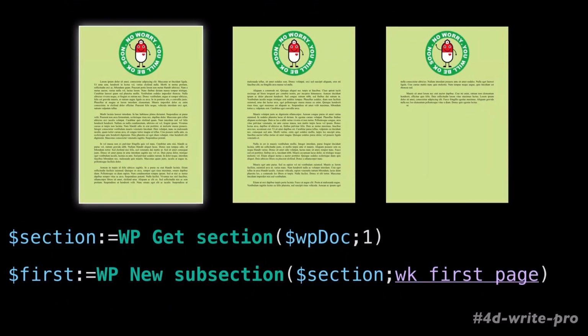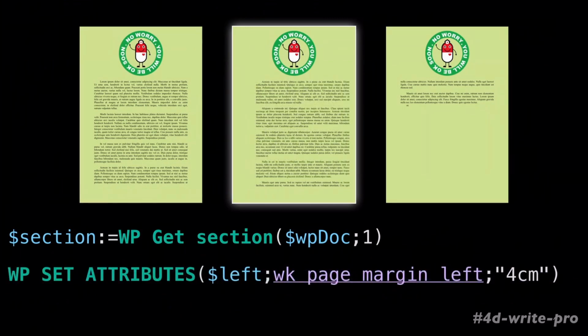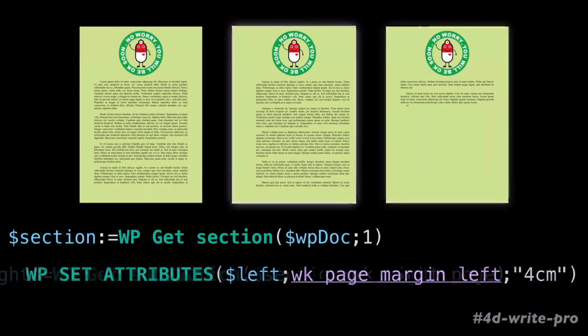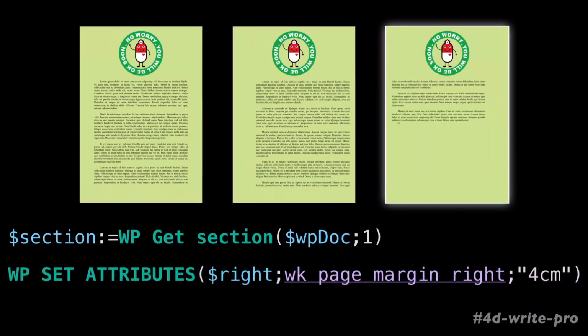For instance, you might want to create a first page subsection, or maybe a left page subsection. Now, once you have a subsection object, you can set its attributes such as the left margin. A right page subsection is automatically created when a left page subsection is created. You can't have just the one, so there's no need to create it. Get subsection is the command. And again, you can use WP set attributes on this object to change its attributes.